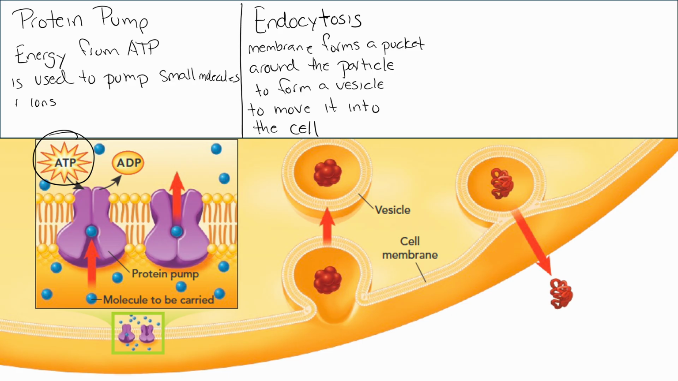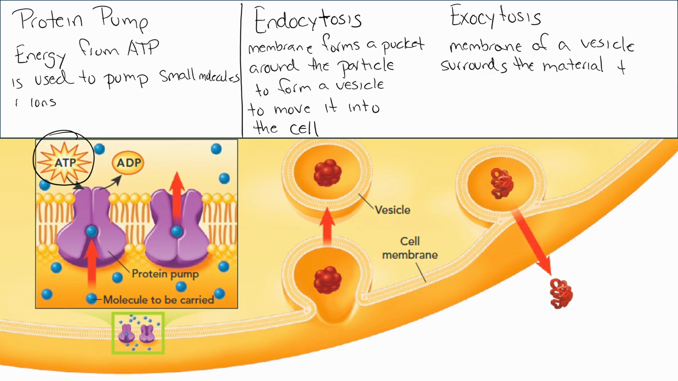Now, with moving stuff into the cell like food and water, we also need to expel things like proteins or waste. So this is exocytosis. So in exocytosis, that membrane of a vesicle surrounds the material. Then it fuses with the cell membrane to force it out.